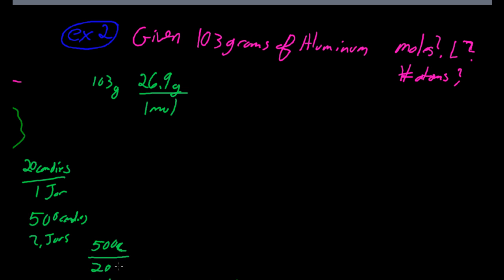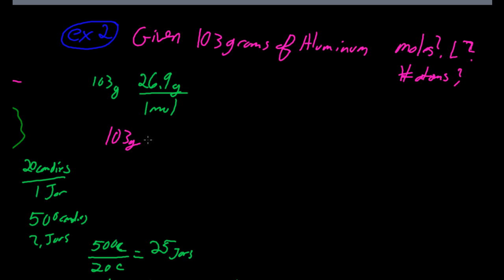So if we divide the total amount of candies by the number of candies that will fit per jar, we will be left with the number of jars we need, which in this case will be 25 jars. So you can see it's a little bit different. Now we're not multiplying these two numbers, we're dividing. So we can write it like this instead.